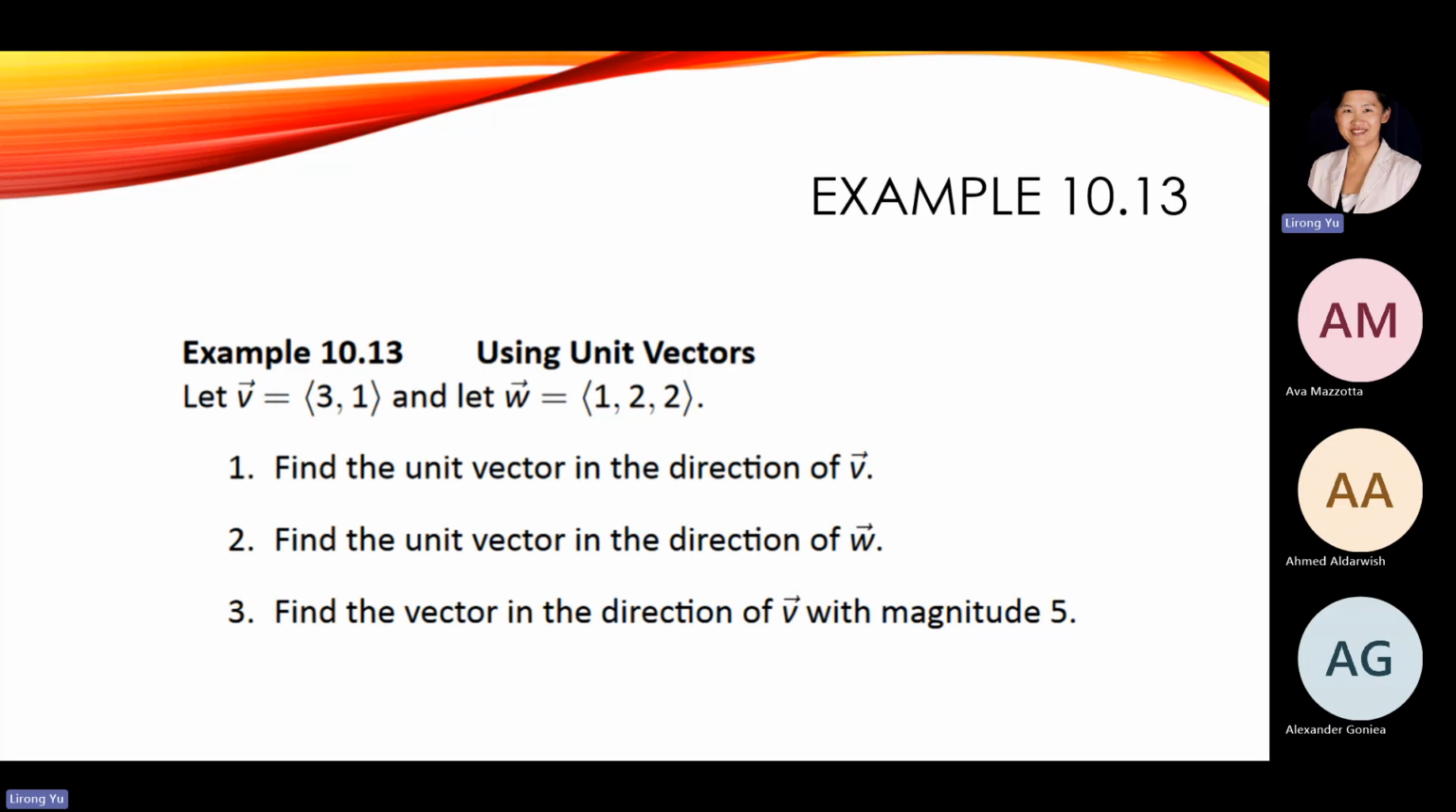So once you have the unit vector, turning it into a magnitude of 5 is easy. If you can turn it back to any magnitude you want, you can turn it into a magnitude of 5 by multiplying by 5.